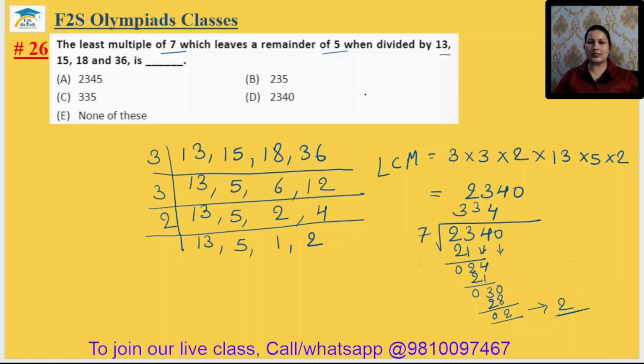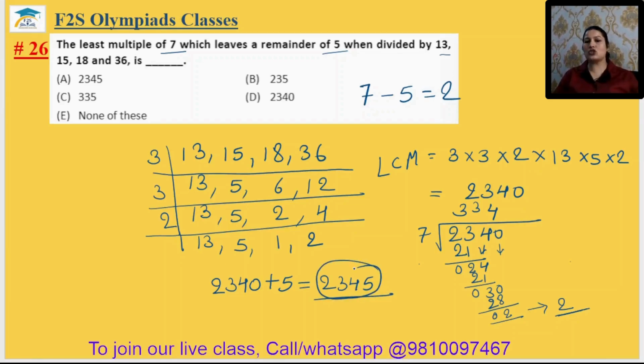And here we can see 7 minus 5, that is 2. So if we just add 5 to 2340, this will be 2345, and this is the number which, when divided by this set of numbers, will leave the remainder 5, and it will be divisible by 7 also. It means it is the multiple of 7. So option A is the correct answer. 26A.